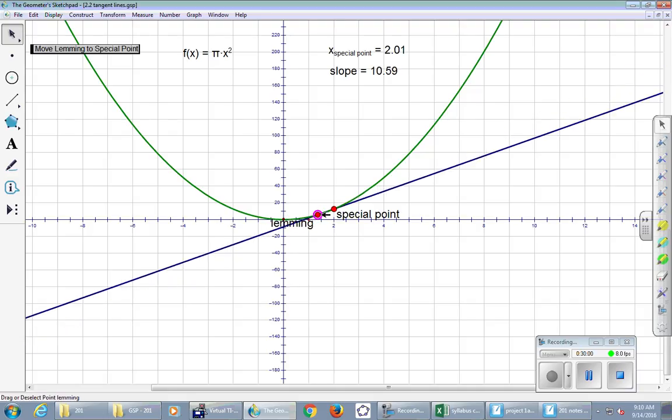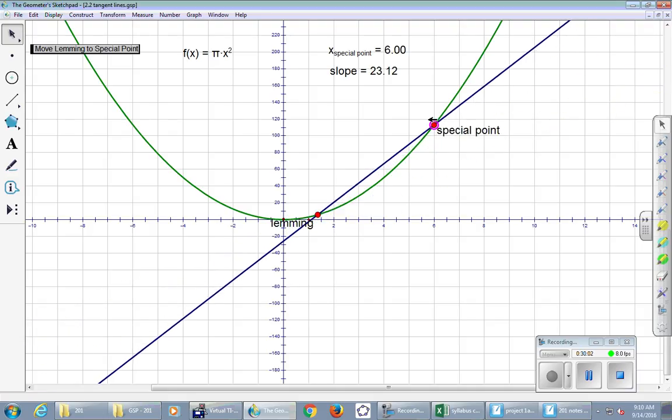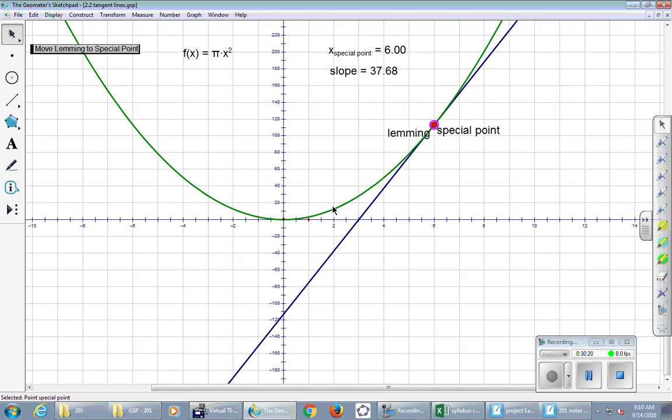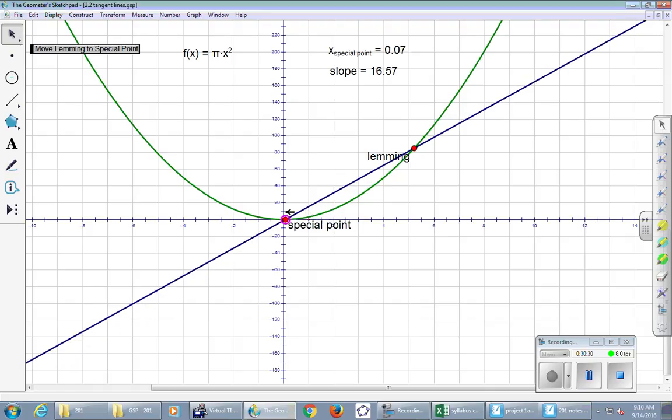If I were to take the special point and move it up here, let's say somewhere around there, do you think the derivative is smaller or bigger here than it was a moment ago? It's bigger because the tangent line is going to get steeper. And so we'll move the lemming over to the special point. The derivative over here, I forgot, was it 26, I think? 26, or maybe it was 16, I don't remember. It definitely wasn't as big as it is here. If I were to take the special point and move it to the origin, what is the derivative there? 0, because the tangent line is flat.